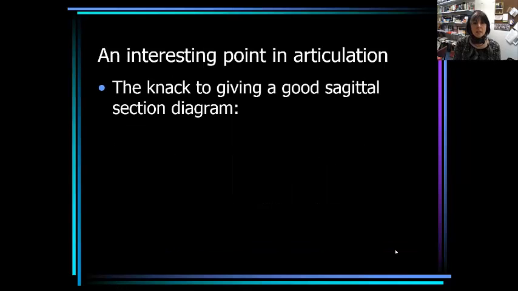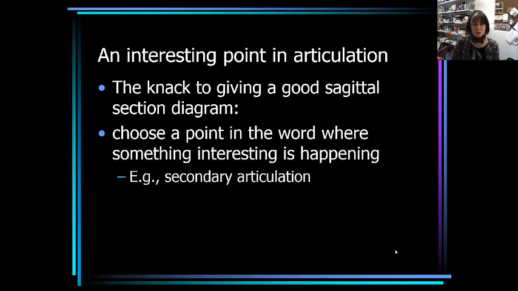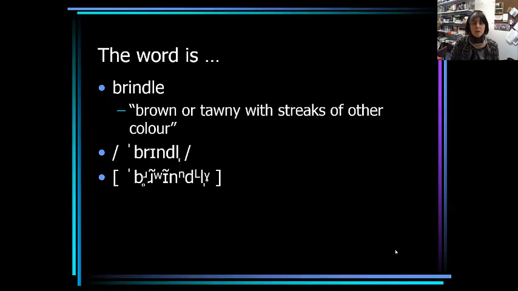Now we want to give an interesting point in articulation if we are showing a sagittal section. So we want to choose a point in the word where something interesting is happening, not just any old primary articulation, but something where there's a secondary articulation, or it could be a lateral release or a nasal approach or something like that. But we want to indicate something interesting in order to show the sorts of activity that go on during speech.